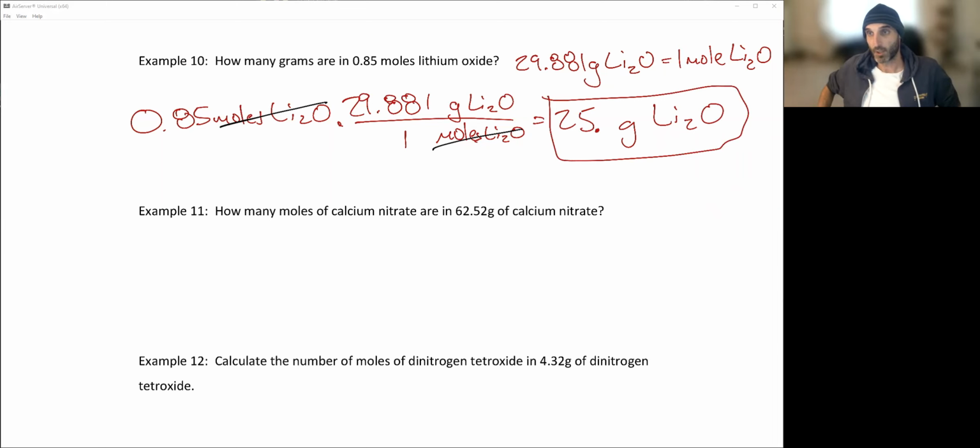That's the answer. Okay. But the good news is we now know how to measure this out. We can go to the lab. I say, oh, I need to run this reaction. I need 1 mole of lithium oxide. You're like, all right, well, I'll just go weigh out 25 grams. I've got what we need for this reaction to run.